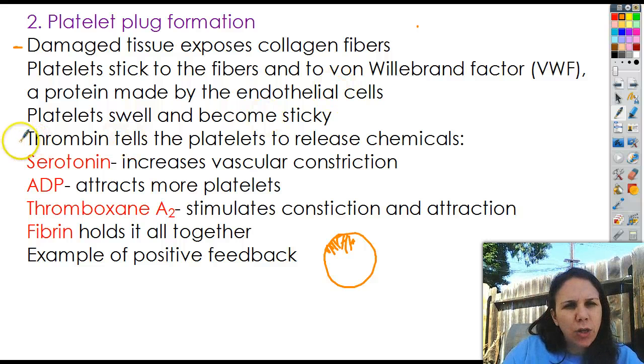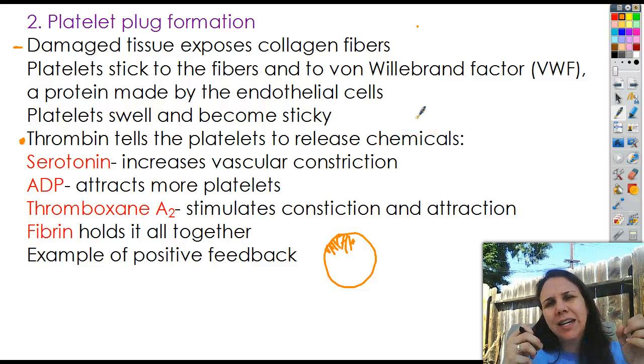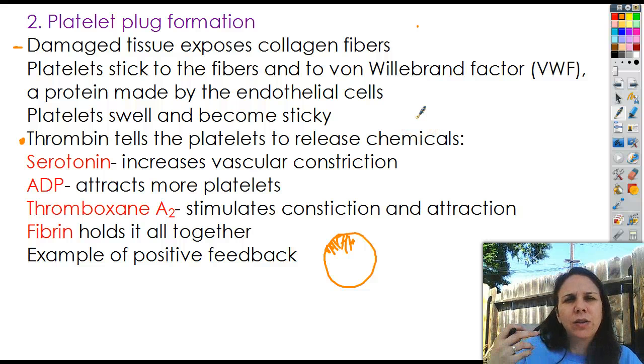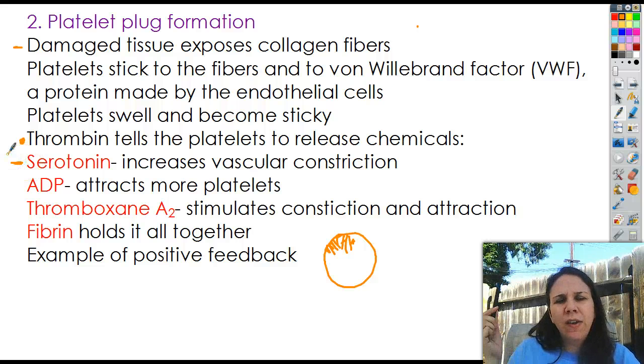Now, we have this thing called thrombin, a chemical, which tells the platelets that it's time to release other chemicals. So once they start sticking and getting bigger, they're going to release thrombin, which is going to tell your body to release some other stuff. First one is serotonin. Serotonin we usually think of as a neurotransmitter in our brain that helps to regulate moods, but it is also involved in increasing vascular constriction. So not only are we constricting due to the factors on the previous page, but now our cells are telling our body to release more serotonin, which is going to cause it to constrict even more.